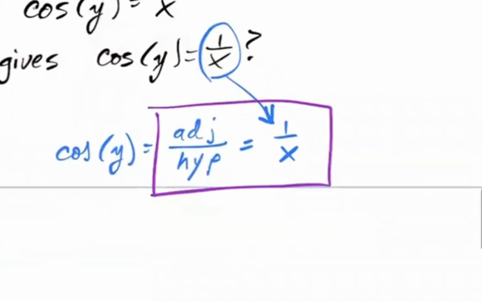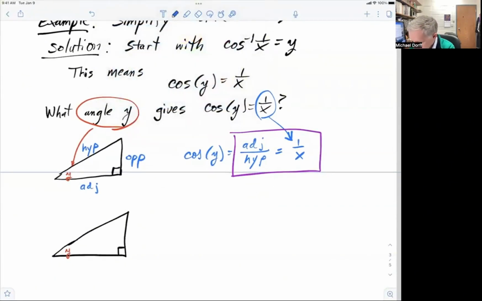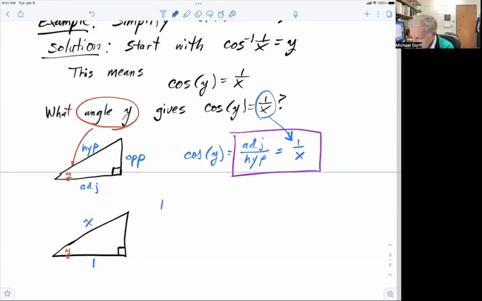So I can make my right triangle again, draw in my angle y, and I'm going to have an adjacent side equal to 1 and the hypotenuse equal to x. Again, it means the ratio of these sides is 1 over x. They could be different values, but it doesn't matter because this will work for every side here by using the Pythagorean theorem.